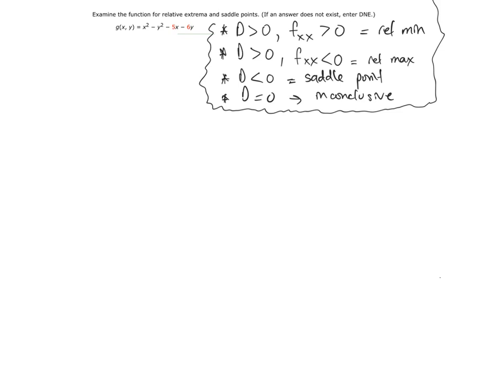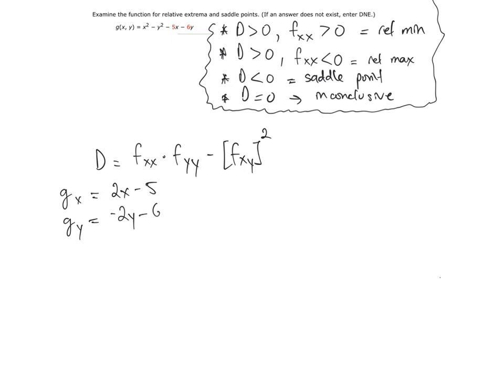All right, for this question, it asks you to find the relative extrema, any relative maximum or saddle point. So recall, your D will be f_xx multiplied by f_yy minus f_xy squared. So in this case, your g of x, your partial with respect to x, would be 2x minus 5, and your partial with respect to y will be negative 2y minus 6.